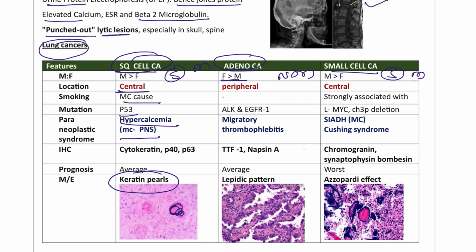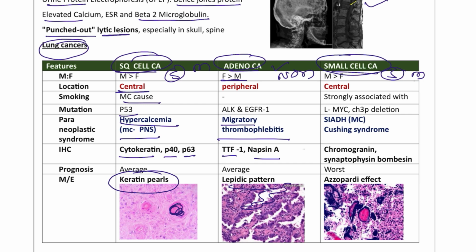Next, this is positive on immunohistochemistry for cytokeratin, P40 and P63. Adenocarcinoma: the paraneoplastic syndrome is migratory thrombophlebitis. This is the most common paraneoplastic syndrome. TTF and napsin are positive, and you are going to see a lepidic pattern like this.